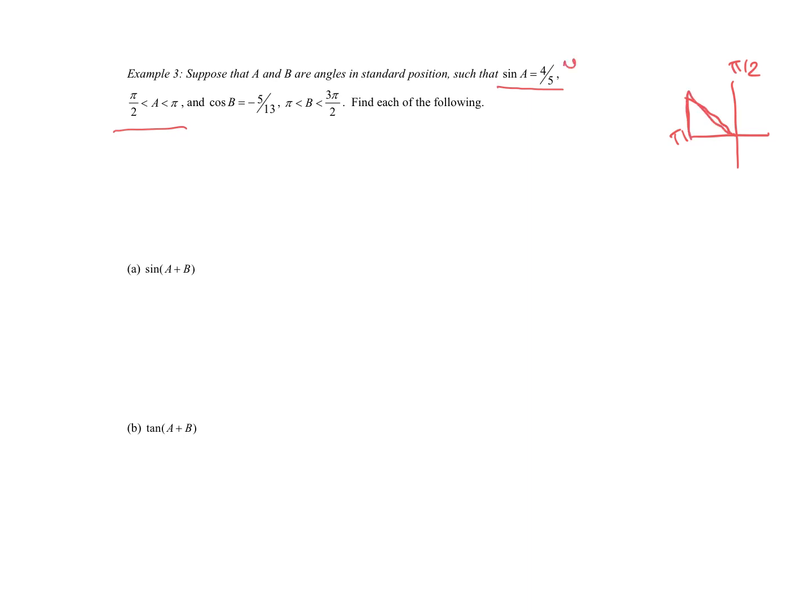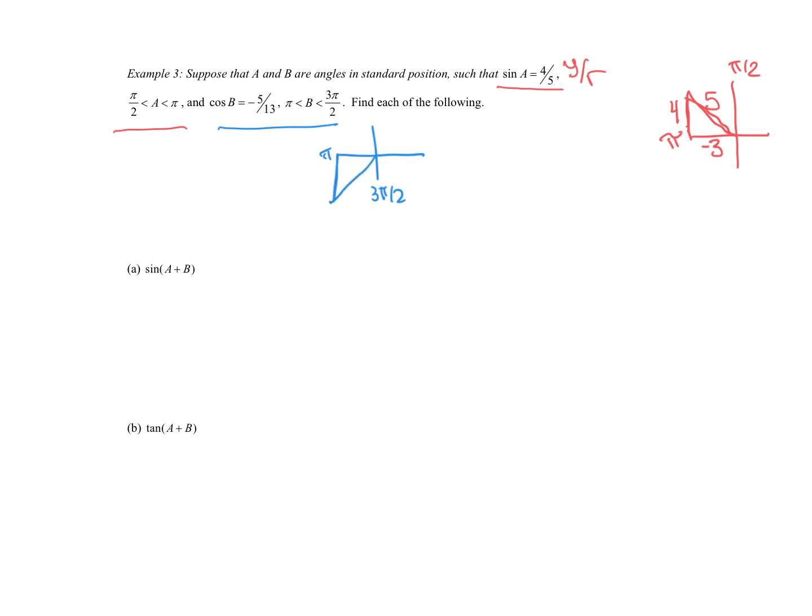Sine is my y over my r, so my y is 4, my r is 5. You can do Pythagorean theorem, or you can know that this is a special Pythagorean triple. So this side is, remember, it's negative 3. X is negative in the second quadrant. And then cosine of beta, it tells me that beta is between pi and 3 pi over 2. So I'm in the third quadrant.